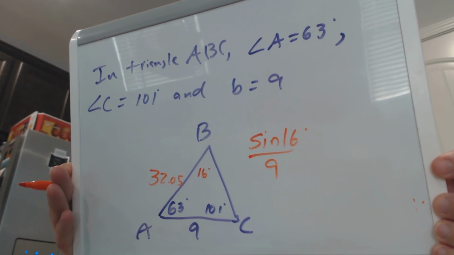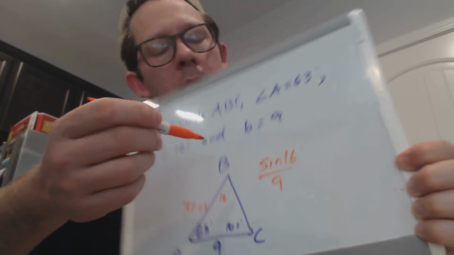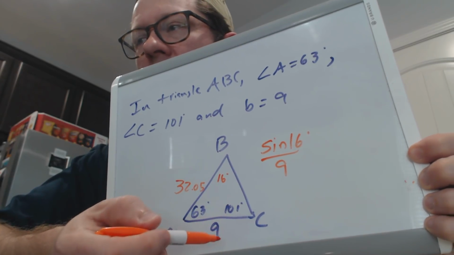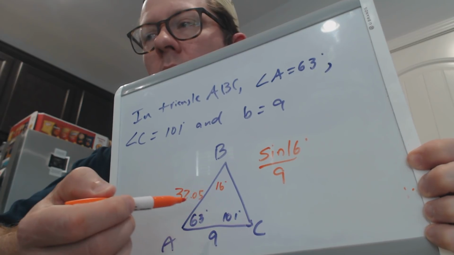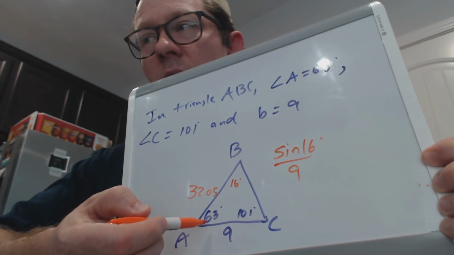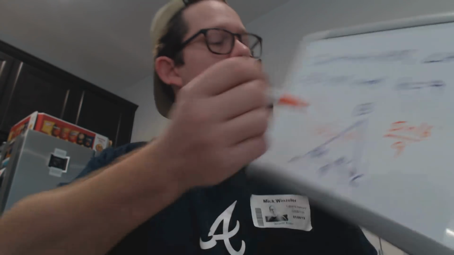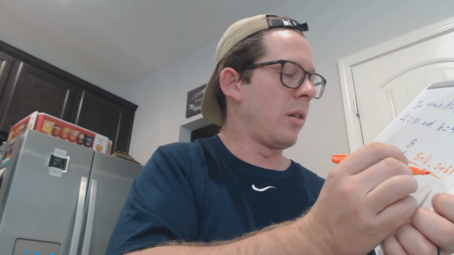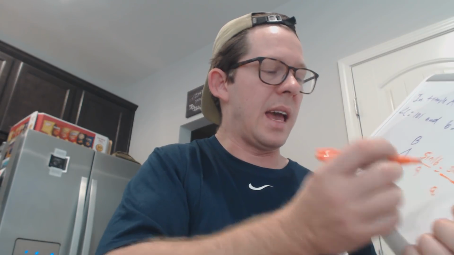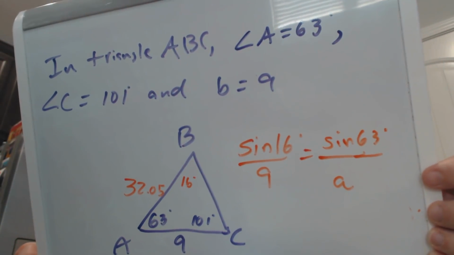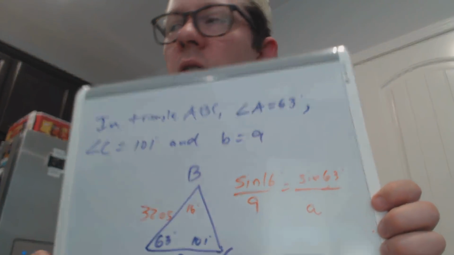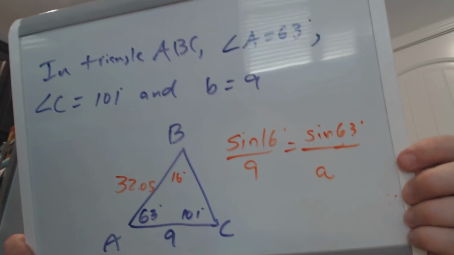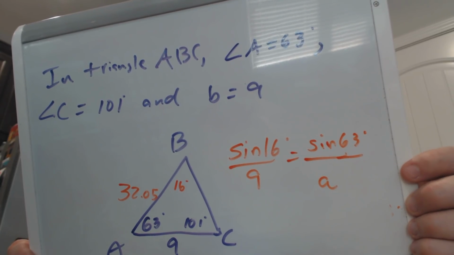But if I want A, I say sine of 16 over 9 would equal the sine of 63 over, I'll call it side A, right? See that? And just based on that proportion, I bet you anything that's going to be larger than 9 because 63 is larger than 16, right?